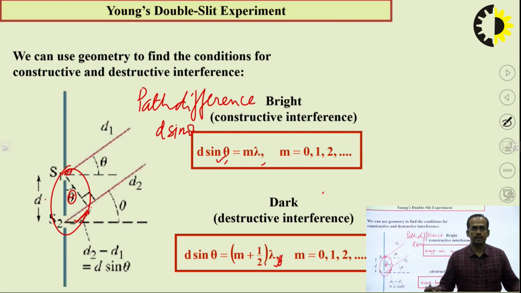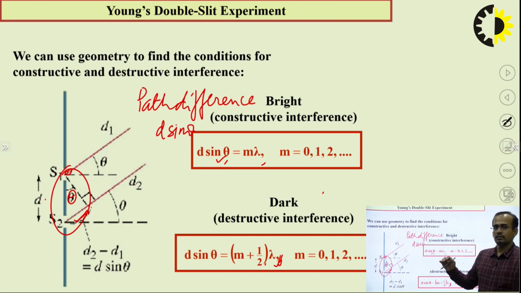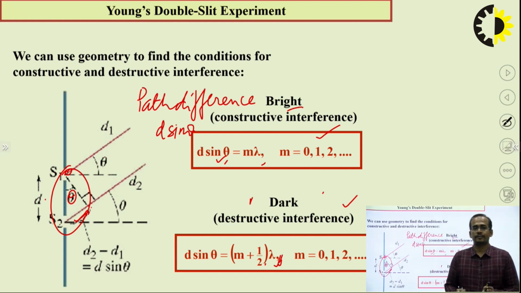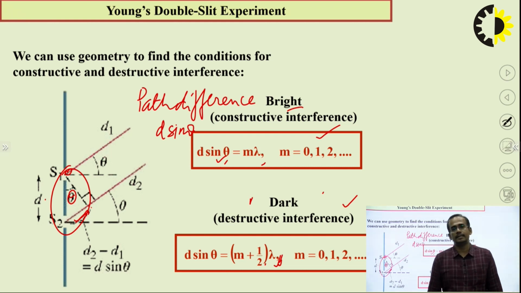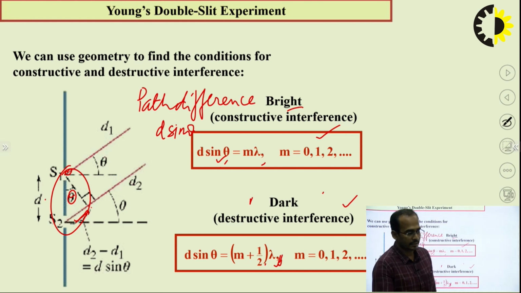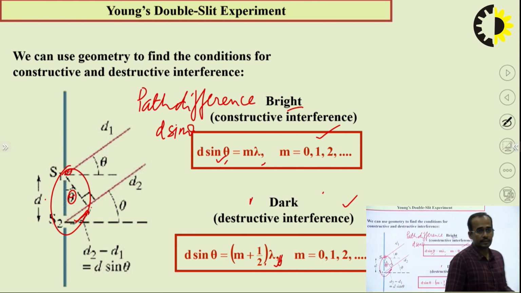So, you have to remember this, whether you want to generate constructive interference or destructive interference. This is the condition for the constructive interference and this is the condition for the destructive interference, or you can say this is for the generation of the bright spot and this is the condition for the dark spot. So, you have to remember this: d sin theta is equal to m lambda for constructive interference, and d sin theta is equal to m plus 1 by 2 lambda for destructive interference. This is the important condition for the double slit experiment.